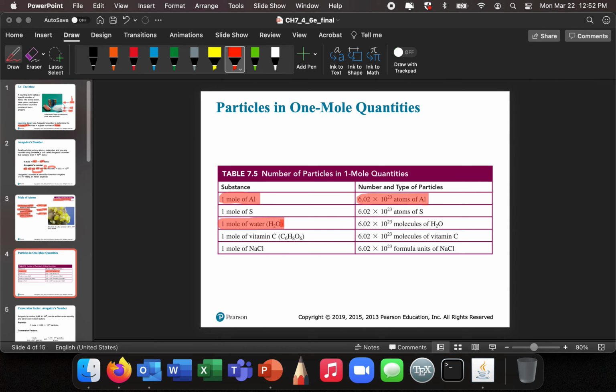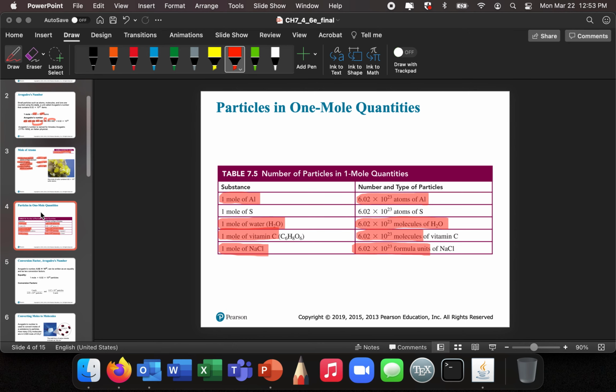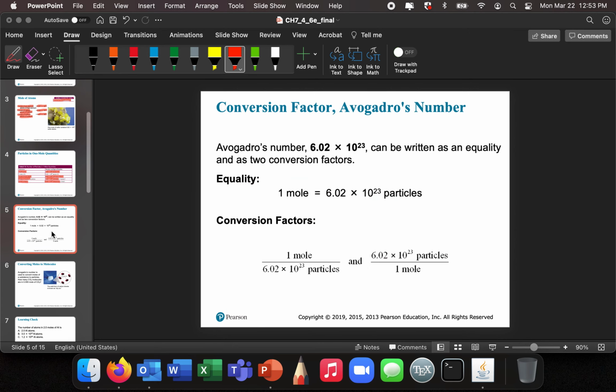1 mole of water is that many molecules of water, right? 1 mole of vitamin C is that many molecules of vitamin C, right? And 1 mole of sodium chloride is that many formula units. These aren't really molecules, right? That many formula units. No big deal. So let's do some conversions.